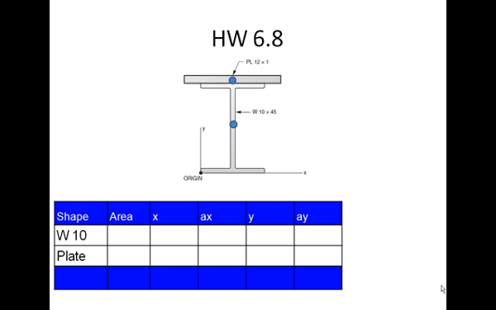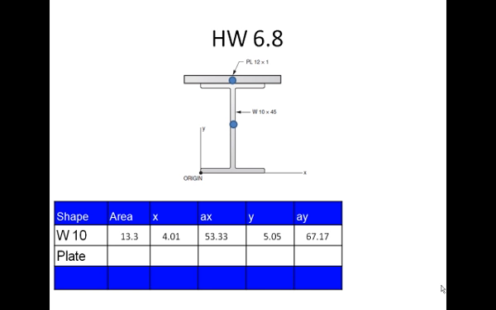Next, we will split up the composite shape into the W10 and the plate. For the W10 section, we will refer to the steel tables that are located in the back of the book. For the W10, we will find out that it has an area of 13.3 square inches. From the origin all the way at the left-hand side of the bottom flange, we will have to go an X distance 4.01 inches to the middle, or the centroid, the Y centroidal axis of that shape.